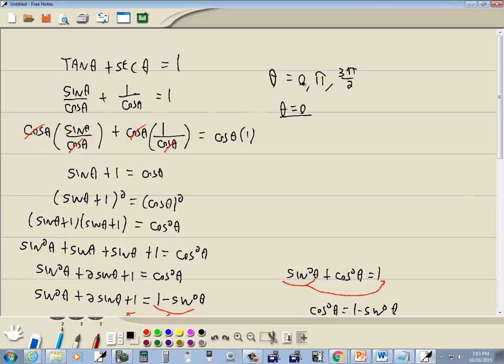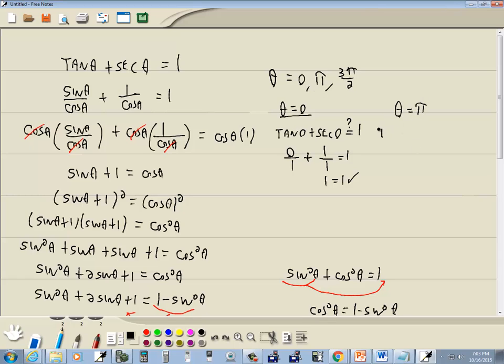if I put 0 in, I'm going to have tangent 0 plus secant 0, and we're wondering if that's equal to 1. Well, tangent is equal to y over x, which at 0 would be 0 over 1, plus secant. Secant is equal to 1 over x, and at 0, x is equal to 1. So I got 1 over 1, which is 1, so 1 is equal to 1, and that one checks.